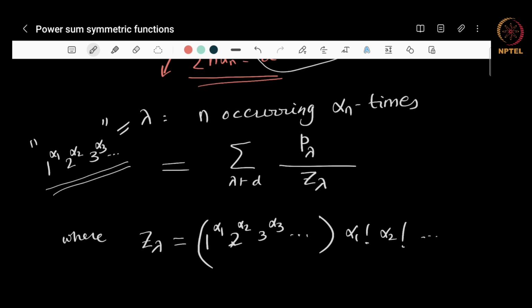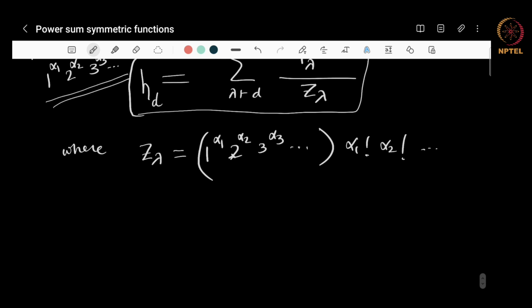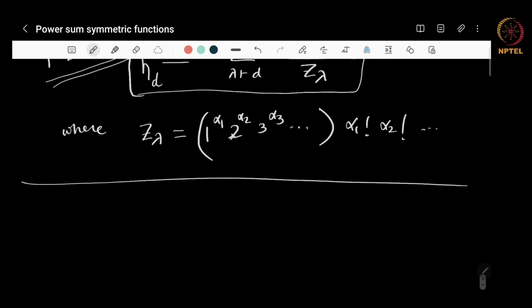Anyway, what we have managed to do is to say what the equations are which allow you to write h in terms of p. This is a very important and useful equation which tells you how to write h d in terms of p lambda. If you apply omega to both sides of this equation, you will get a way of writing e d in terms of the p lambdas. You're just going to get some signs on the right side. Good, so those are the equations for h and e in terms of p.